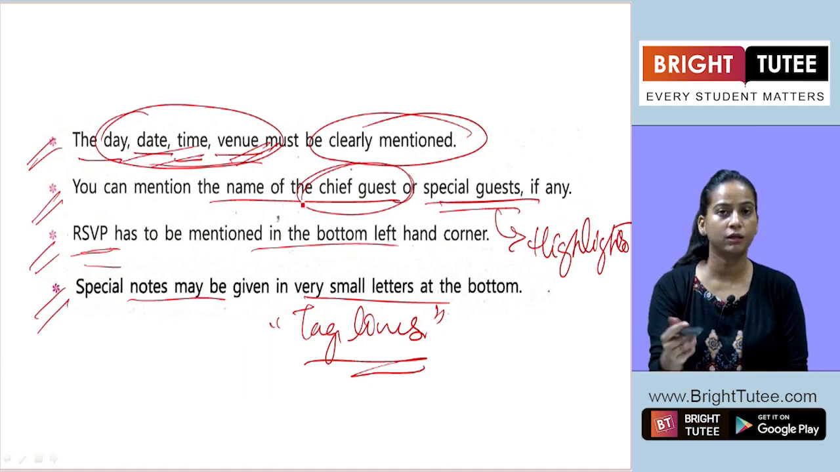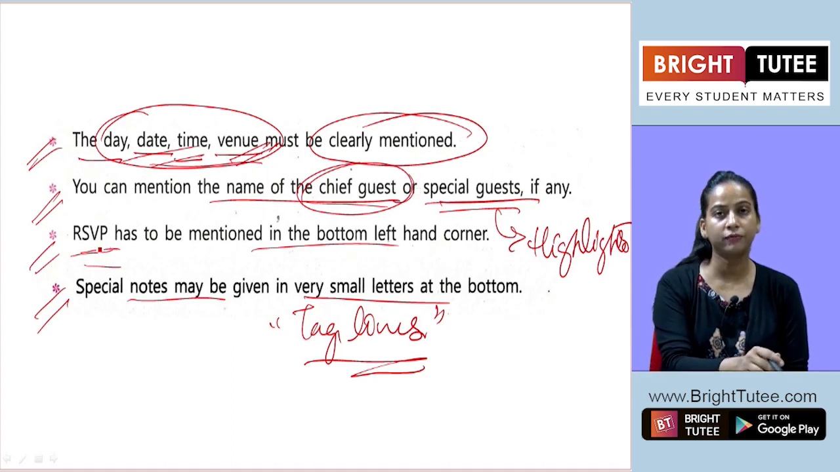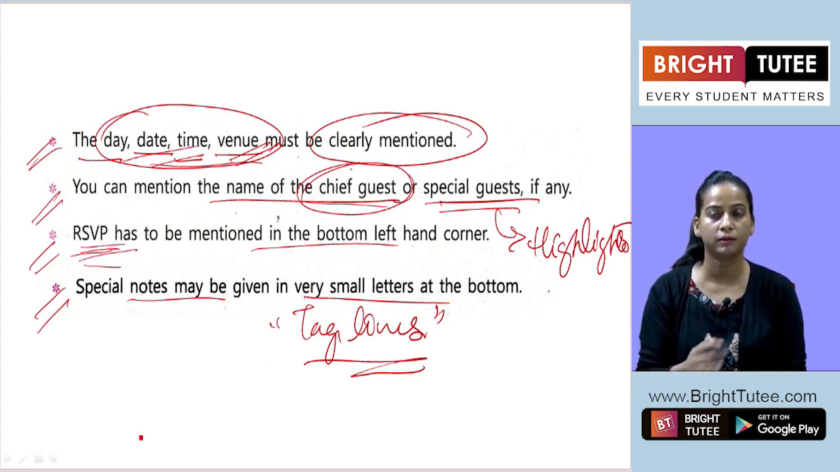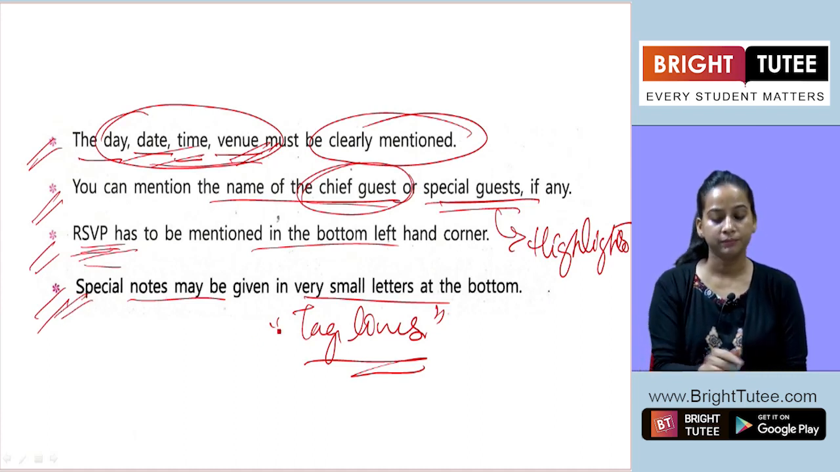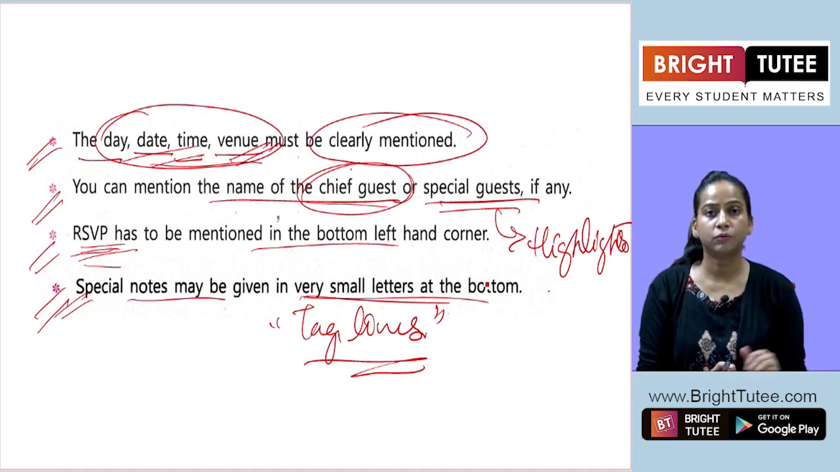Then you have to mention the name of the chief guest, who is going to be present there on that particular day. Then the RSVP, the other family members, the other organization members you have to mention there. And finally, you have to mention any tagline if you would like to add on. That is the additional one, not necessarily all the time you have to mention that, but you can. Okay? Now let's look at the examples of invitation.